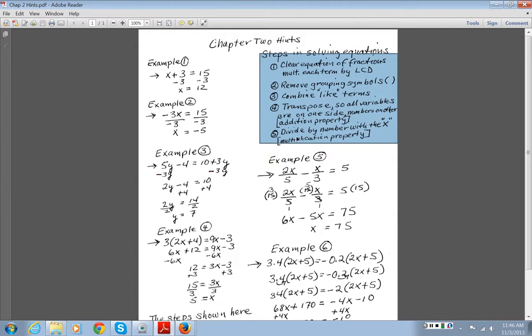Then our last step, we're going to divide by the number that's with the x. This is called the numerical coefficient of x. And that's a form of the multiplication property. Division and multiplication work hand in hand. So those were the steps. We're going to start off real easy with a simple equation.